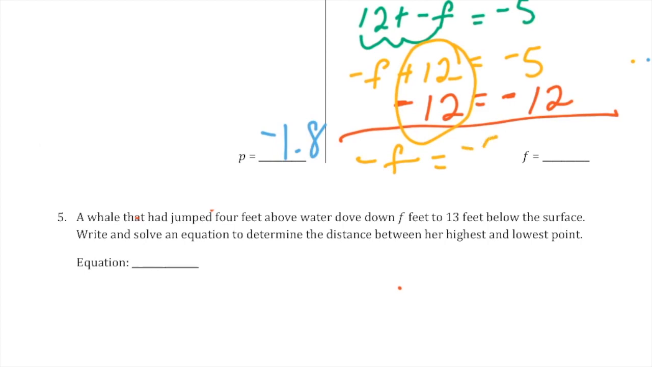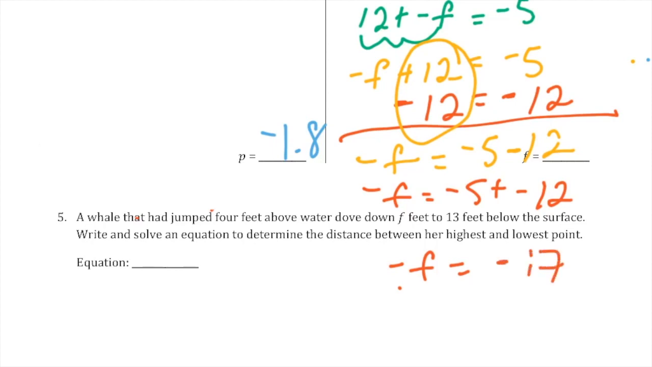And I also rewrite the expression. So I have negative F is equal to negative 5 minus 12. Well, negative 5 minus 12 is the same as negative 5 plus negative 12. And so negative F is equal to negative 17. However, we notice that F is not yet isolated because of the negative sign.